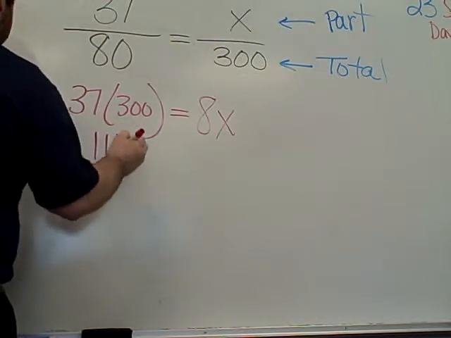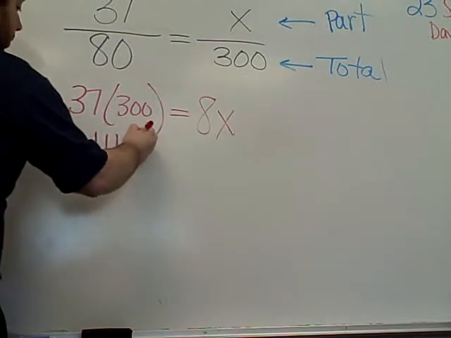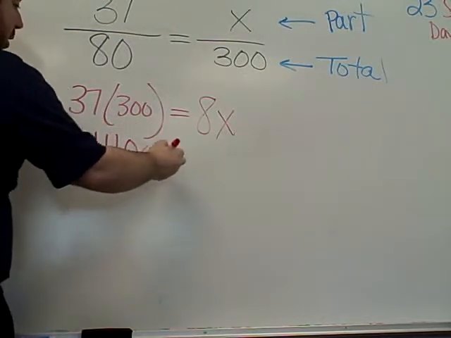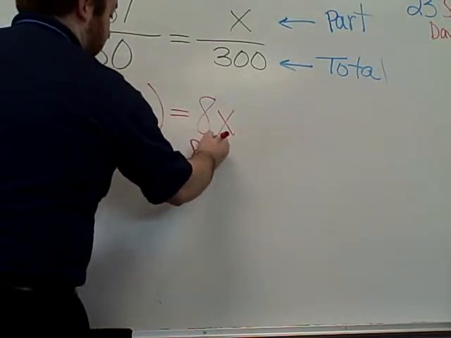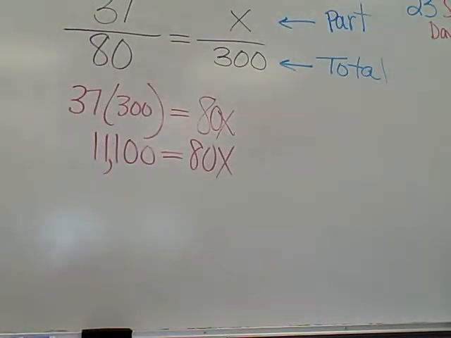111. And then we... Megan. Add the zero. Attach the zeros. So that's 11,100 equals, oops, 80x. 11,100 divided by 80x. I can't do that in my head.